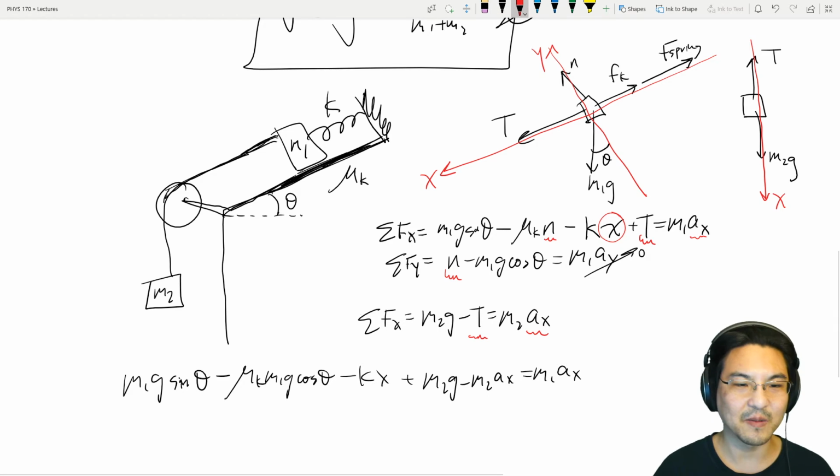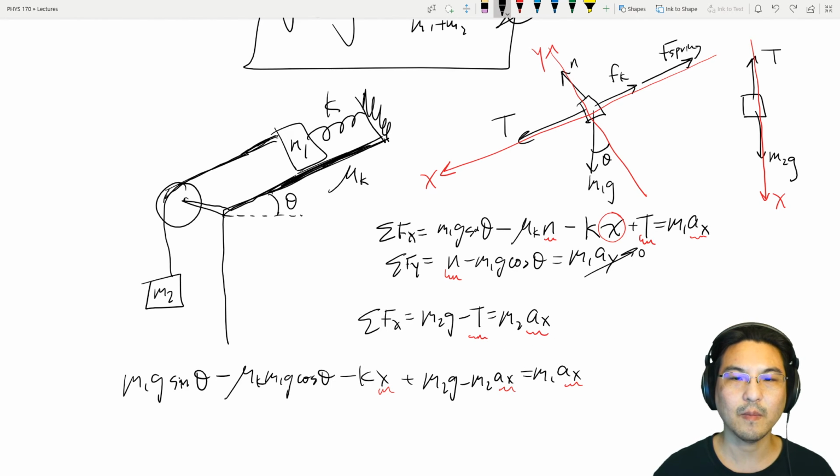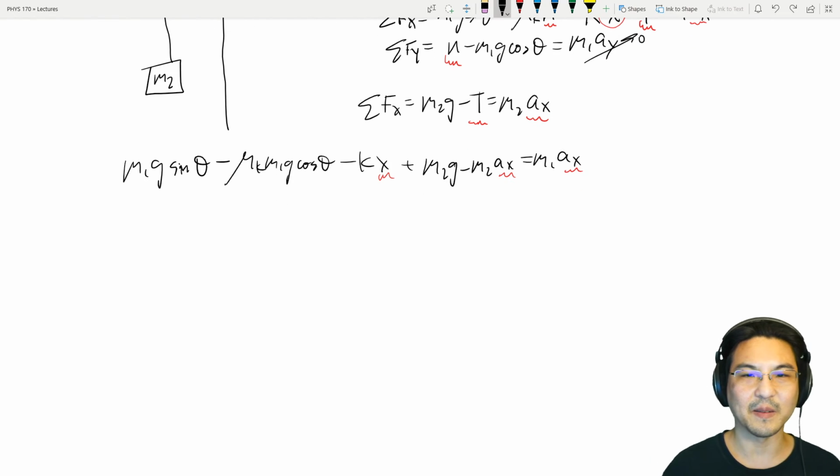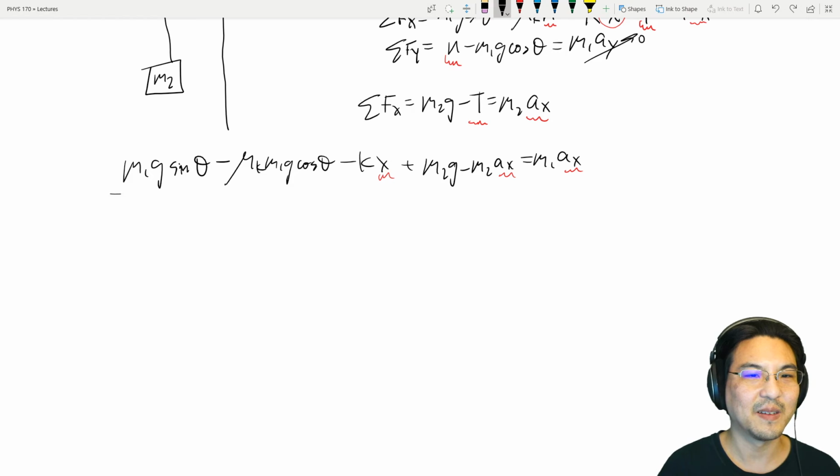Okay, so the unknowns. There we go. So I'll move this on that side. And then, let's see, we can factor a little bit. So I can combine these two.